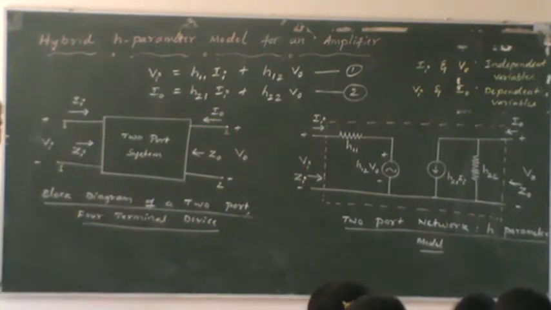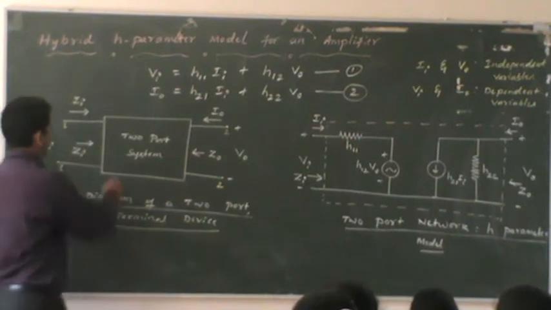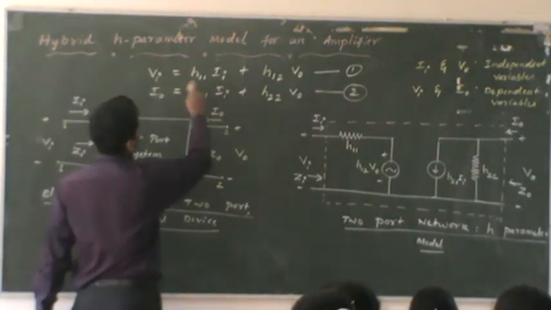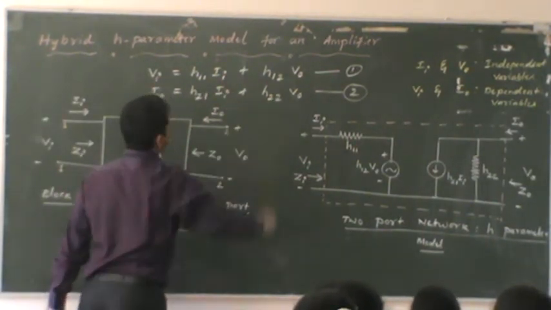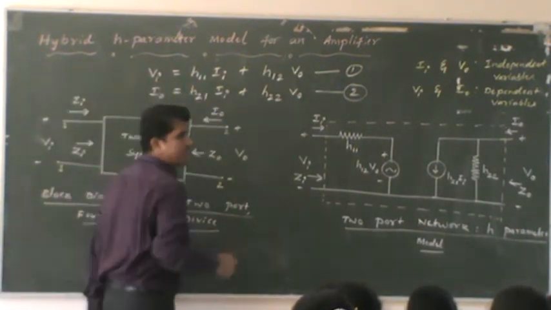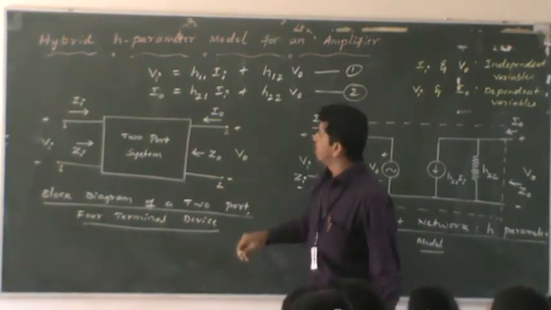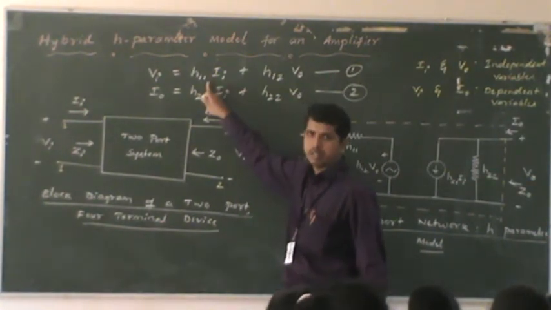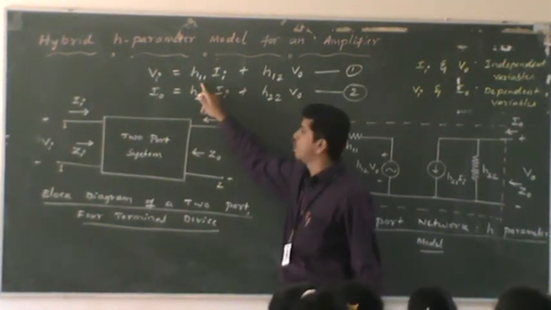Equations 1 and 2 relate the independent variables to the dependent variables. You can see how Vi is related to Ii and V0, as defined by these equations. So Vi is equal to h11. h11 is nothing but a hybrid parameter, and you can see the subscript 1 and 1 here.